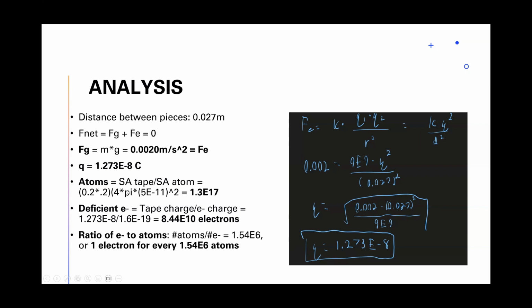We'll then go on to find the atoms in the tape, which is the surface area of the tape divided by the surface area of an atom, which is 1.3 e to the 17 atoms. Deficient electrons is the tape charge over the electric charge of an electron, which is 8.44 e to the 10 electrons. The ratio of electrons to atoms, just being the number of atoms over the number of electrons, ends up being 1 electron for every 1.54 e to the 6 atoms.